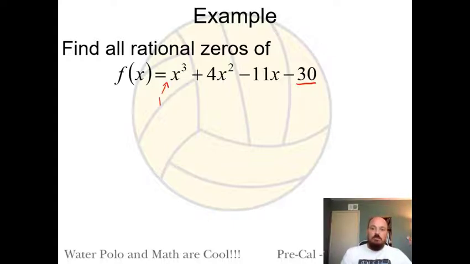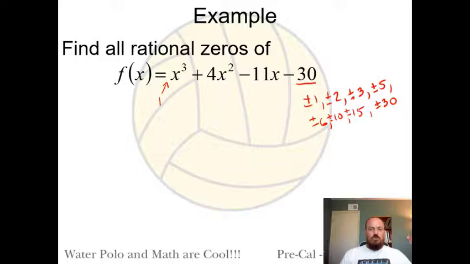Our possible zeros are plus or minus 1, 2, 3, not 4, 5, 6, not 7, 8, not 9, we have 10, we have 15, plus or minus on all of these, and we have 30. So that's kind of a long list. And when we go to set up our guess and check, let's do that. So we're going to set up for synthetic division.